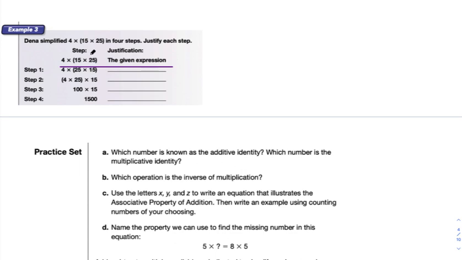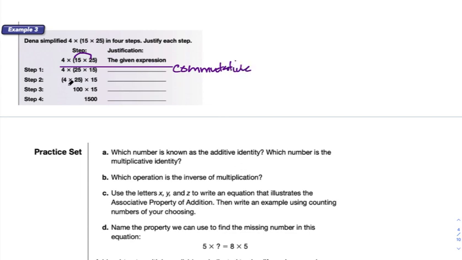So the first thing that they did here is they said, hey, I can move 25 over here and 15 over here. What gives us the right to move numbers around? Do you remember? It's that commutative property. So we see that the commutative property took place here on that first line.